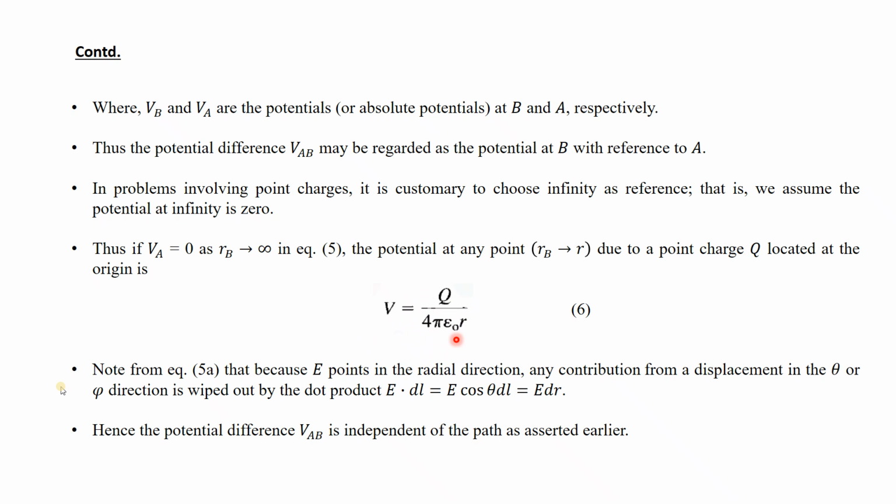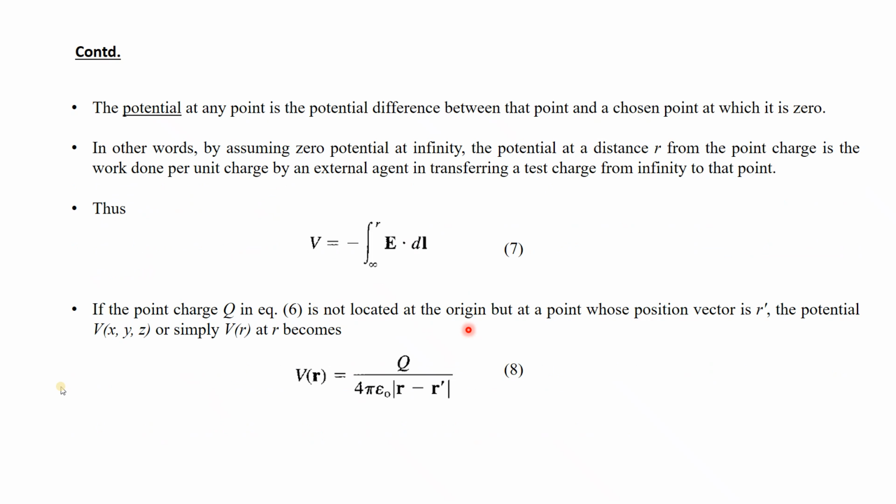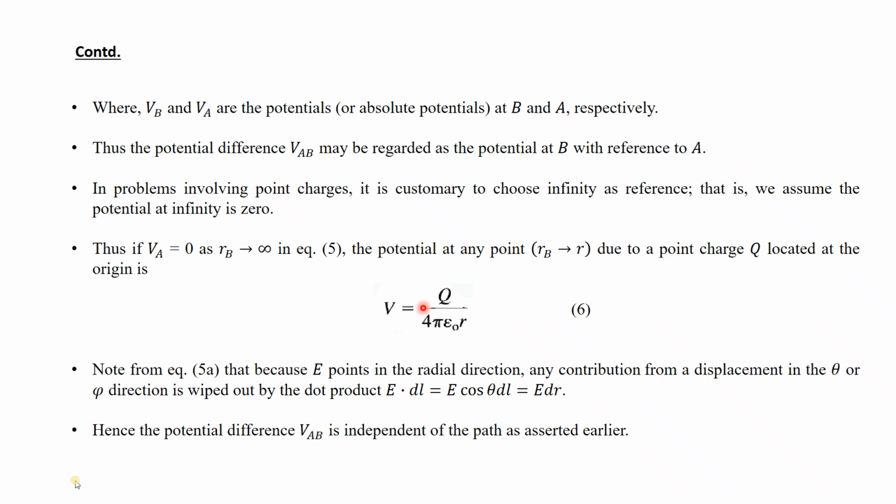Potential is nothing but Q by 4 pi epsilon naught R. Basically, there is a relationship between potential and electric field intensity. Electric field intensity is force per unit charge, and for potential the equation is Q by 4 pi epsilon naught R.